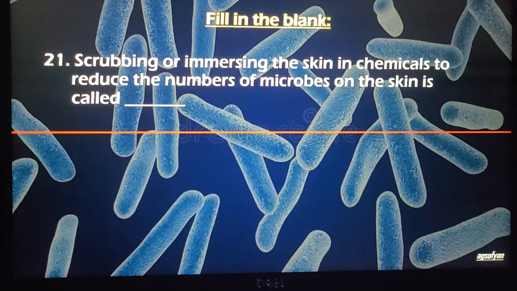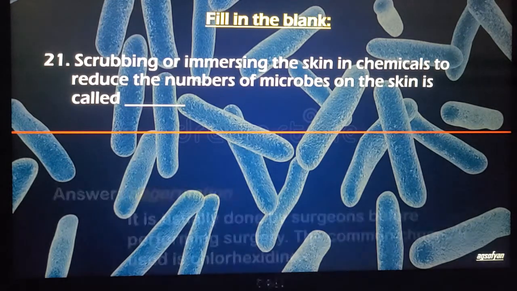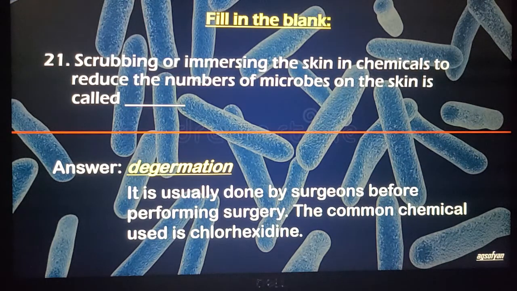Number 21, scrubbing or immersing the skin in chemicals to reduce the numbers of microbes on the skin is called. So this is fill in the blank. So write your answer. Yes, it is called degermation. Okay, it is usually done by surgeons before performing surgery. The common chemical used for this degermation is chlorhexidine.